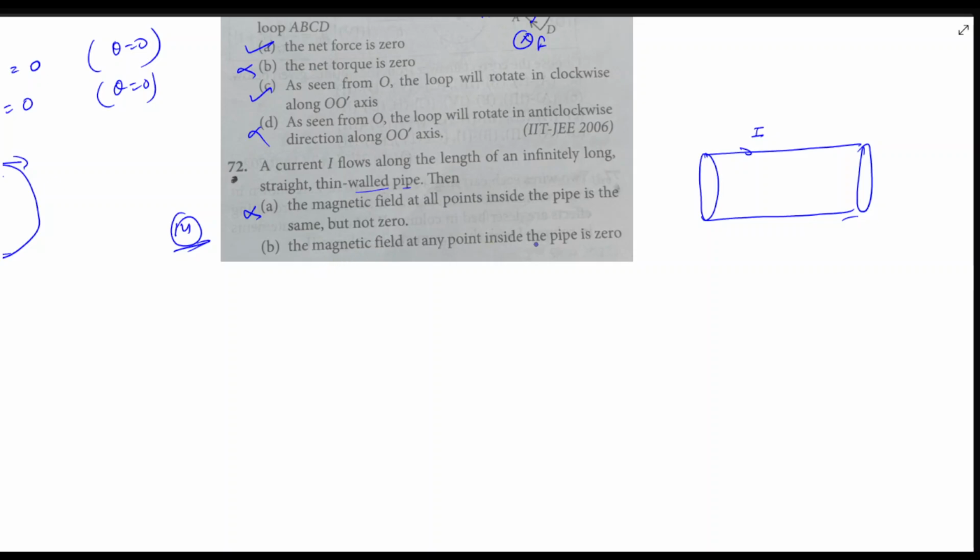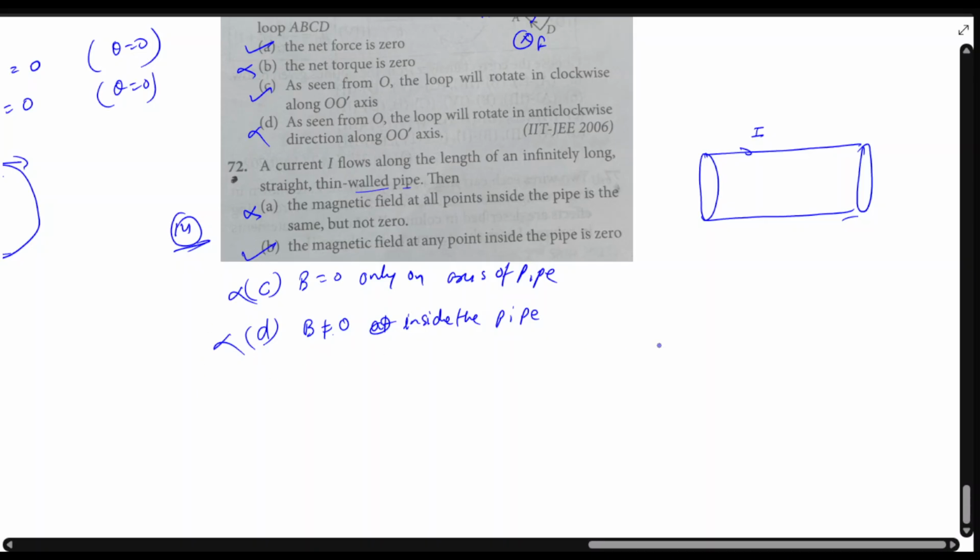The magnetic field at any point inside the pipe is zero. So this is correct. Option C was magnetic field is zero only on the axis of the pipe. So of course this is wrong. At every point it will be zero if you make an Amperian loop. The magnetic field is different at different points inside the pipe. So it's saying B is not zero inside, so this is also wrong. So only B option is correct, right? Let's move on to our next question.